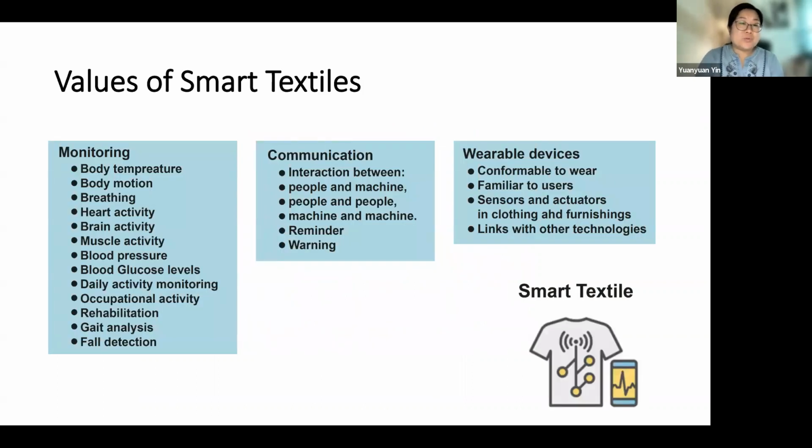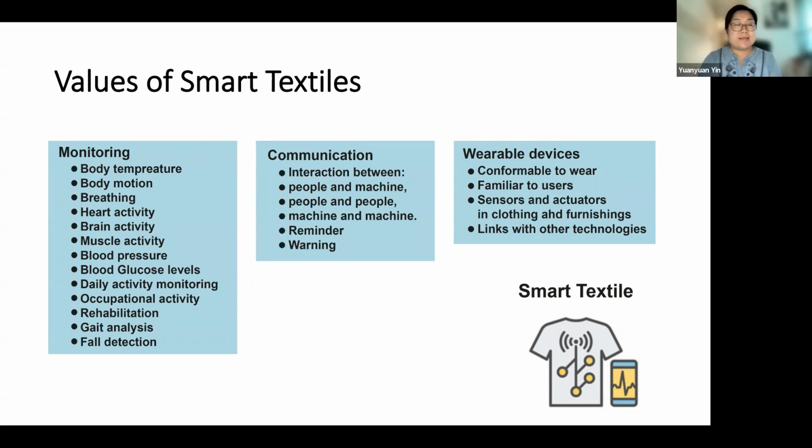So why are we choosing smart textiles? Smart textiles can bring lots of benefits to healthcare. The three main key benefits are the monitoring functions, support for communication, and that they allow the product to be designed as a wearable product.